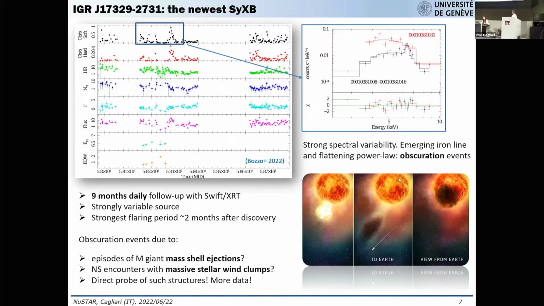You can imagine that when the neutron star is crossing one of these very big structures, it can produce flares, but it can also be obscured. So this is, of course, a possibility. But what this is telling us is that indeed the idea of using this system as a probe of the stellar wind is working, because by monitoring them, you can actually detect and study this structure in the stellar wind that otherwise is very difficult to detect.